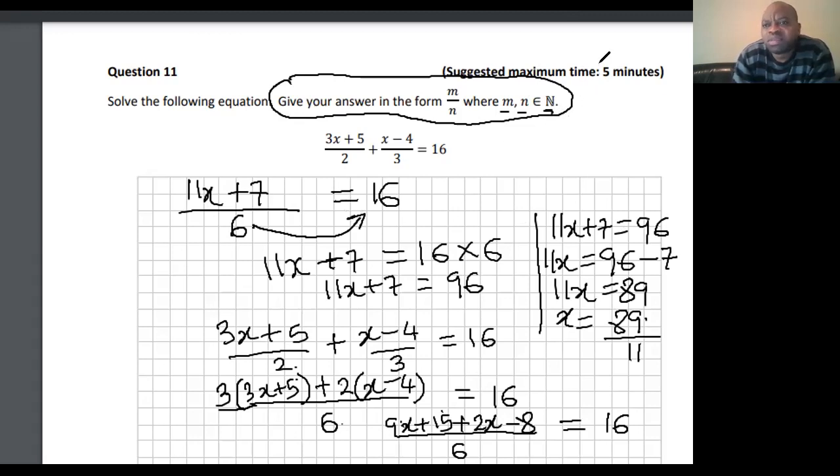So the suggested time is 5 minutes. So you should try to work below 5 minutes in solving this problem. I hope you like this method, although there's another method of solving this. But there are consequences, or some implications, of using a particular method in solving the problem. There's a reason why I'm using this method. It is very simple and straightforward.